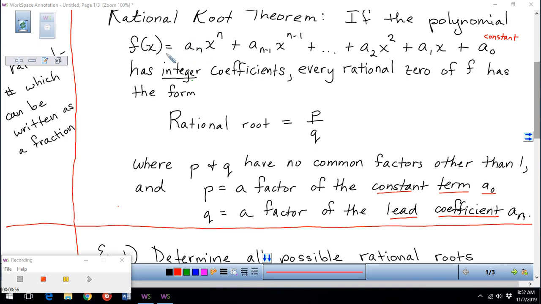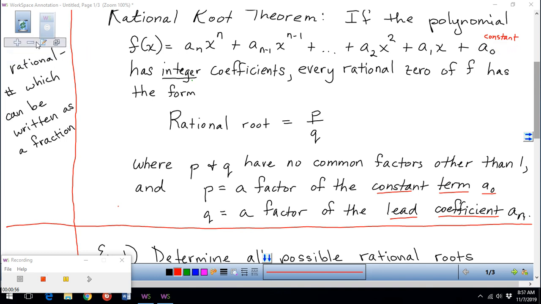Now again, the key to this is that your polynomial is in descending order, just like we always set it up. Your lead coefficient q is the coefficient of your first term with the biggest exponent, and p is a factor of the constant term a sub 0, which is the term at the end.